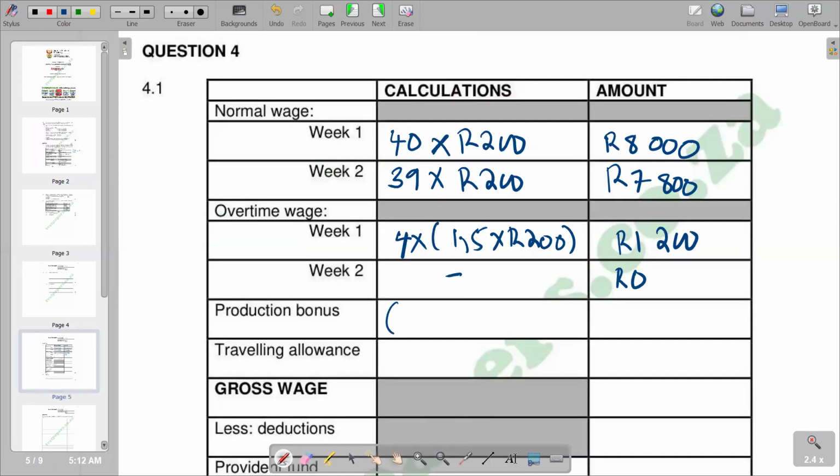We say brackets 3 times 150, which obviously is going to give you 450 being your production bonus. Then traveling allowance will refer back again.